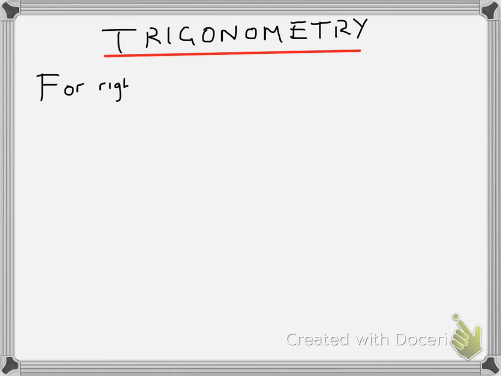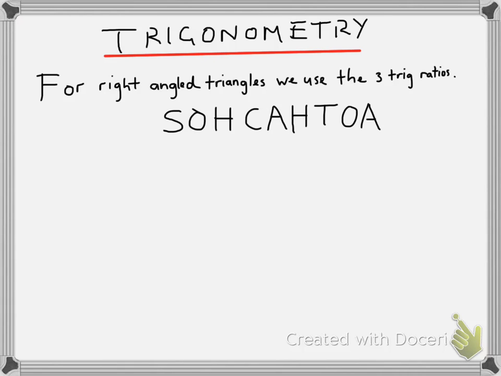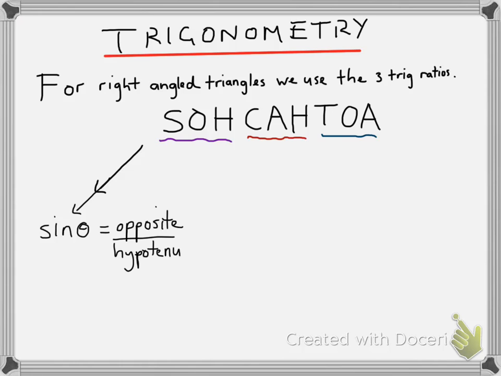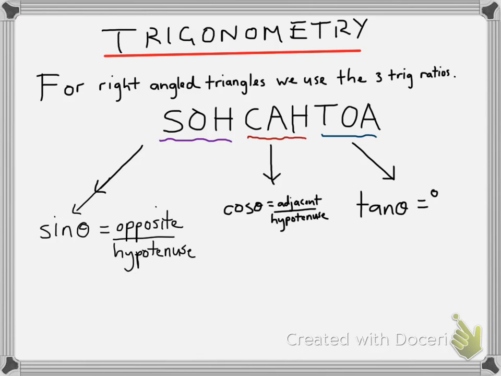In this lesson we're going to look at trigonometry. First of all, we're going to look at the trigonometry involved with right-angled triangles. Now for right-angled triangles we can use the three trig ratios to solve problems where we wish to find either the sides or angles.